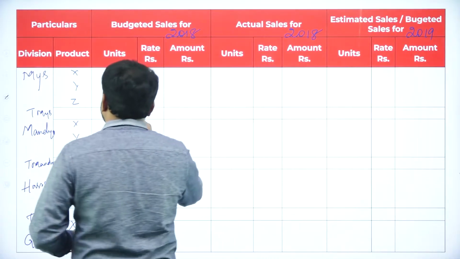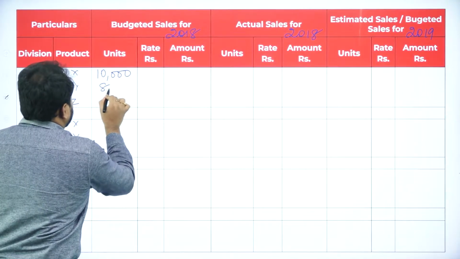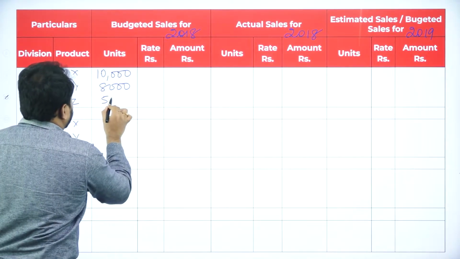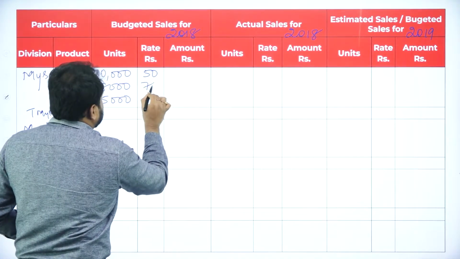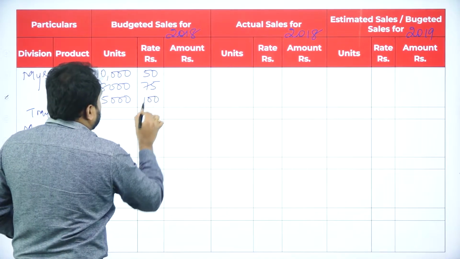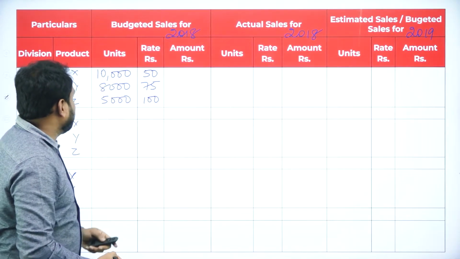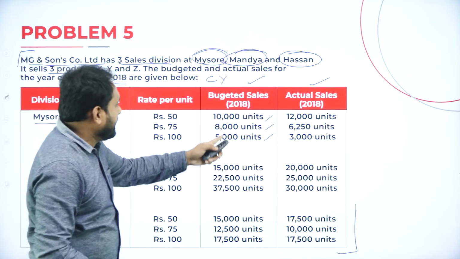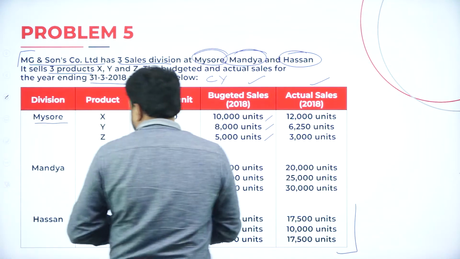So we'll write here 10, then 8 and 5. And what are the rates here? 50 rupees, 75 rupees, 100 rupees. Just go for a cross verification. 10, 8 and 5 is what we have written. 10, 8, 5, 50, 75, 100. Done. Next, we are supposed to take which one?